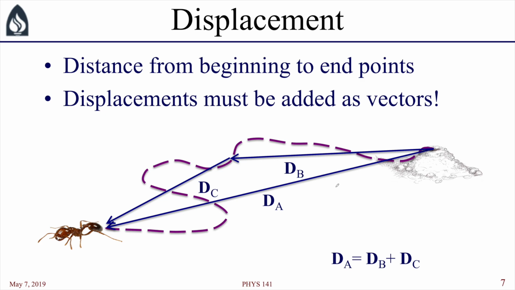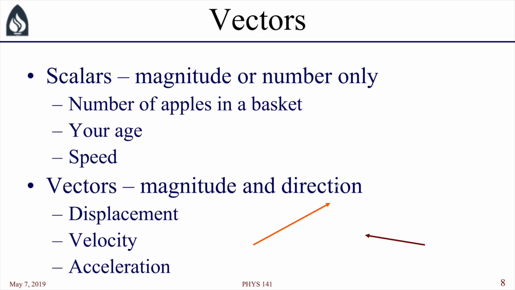But what does that mean? How do we do that? How do we add displacements as vectors? And what are these vector things anyway? So a vector is used to describe a quantity that has both magnitude and direction. So it's different from something that is a scalar. A scalar is a quantity that is a magnitude or has a number associated with it only.